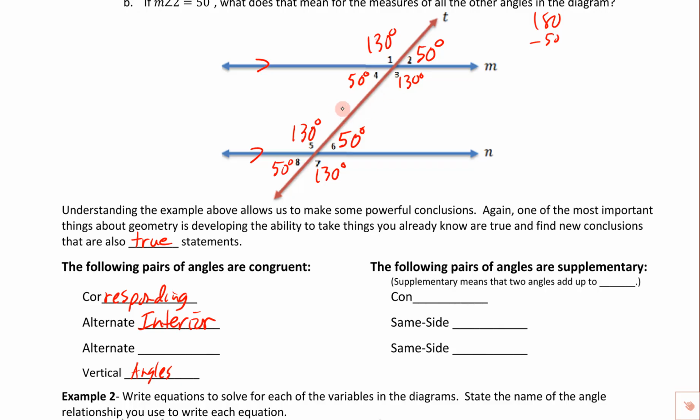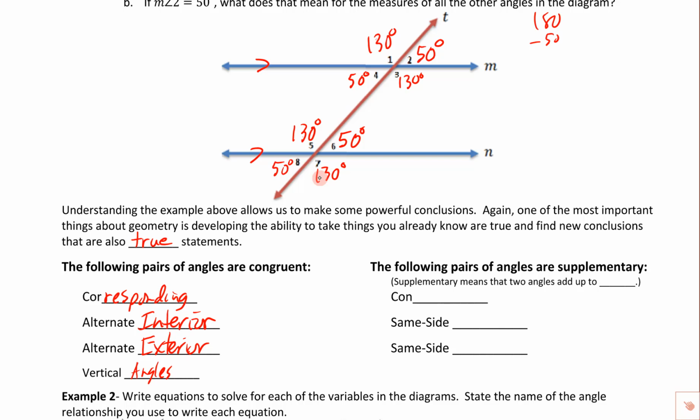And take a look on the outside. If we're looking at the exterior ones, that one's 50. That one's also 50. These are alternate exterior. They're on the outside and they're on the opposite side of the transversal. So alternate exterior angles are also congruent. So 130 here for angle 1 and 130 here for angle 7.